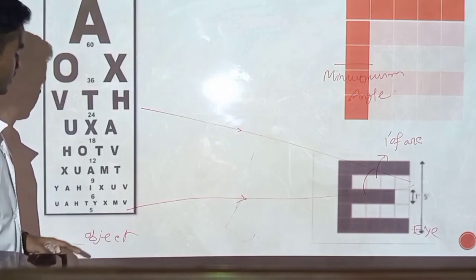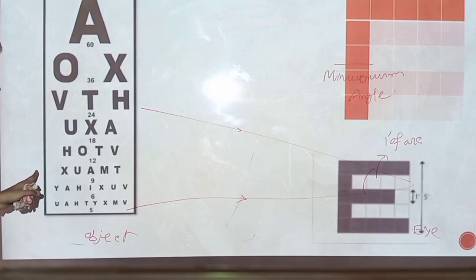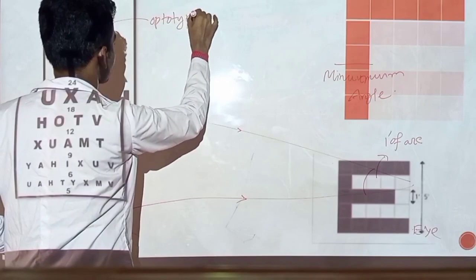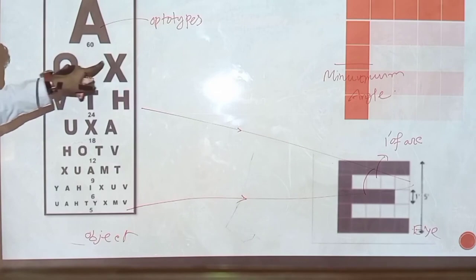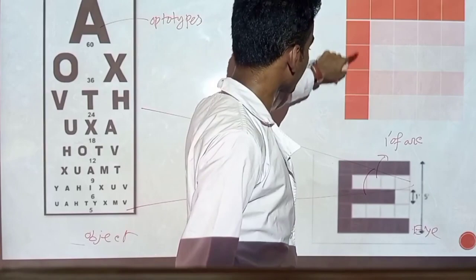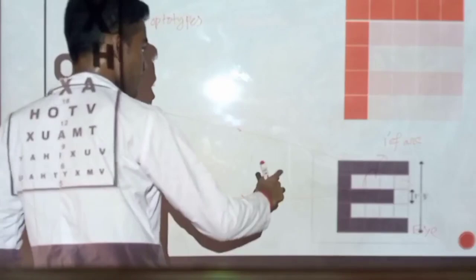In this screen, this is again a picture of the Snellen's chart, and all the letters of the chart, A, O, X, V, T, H, are called optotypes. Each letter of this chart is made by a 5 by 5 square. That means vertically 5 small squares, 1, 2, 3, 4, 5, and horizontally 5 small squares. So each letter of the Snellen's chart is made by a 5 by 5 large square.